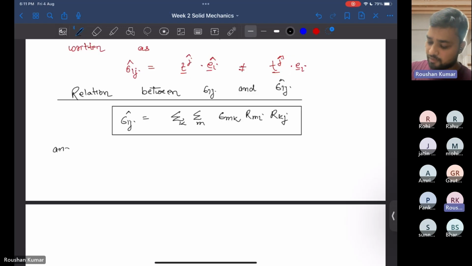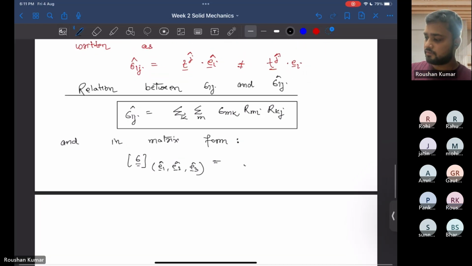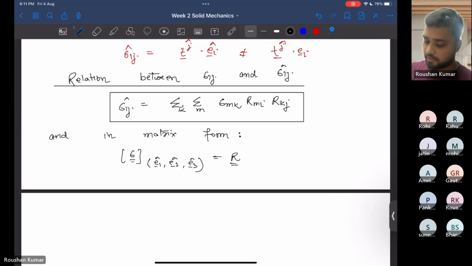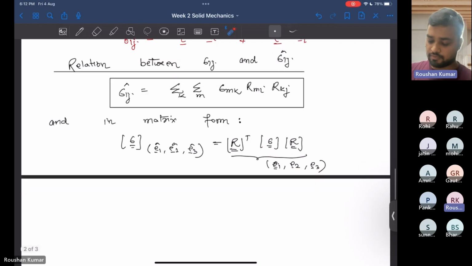And if we want to write in matrix form, it can be written as sigma in component of sigma in E1 hat, E2 hat, and E3 hat coordinate system. That means in the new coordinate system it is given by R, which is nothing but the rotation tensor, R transpose sigma R. So here that sigma is in E1, E2, and E3 coordinate system.